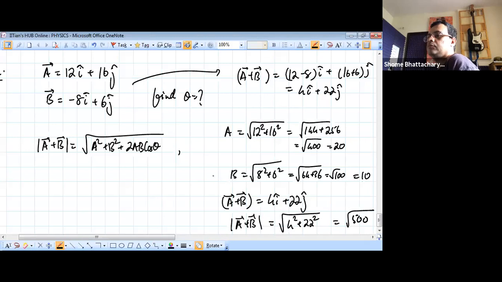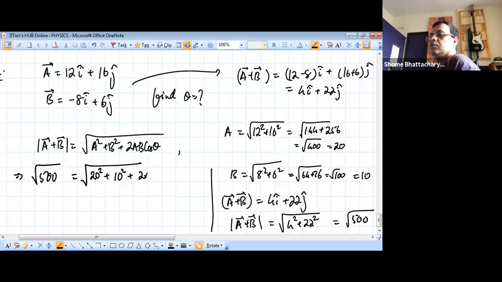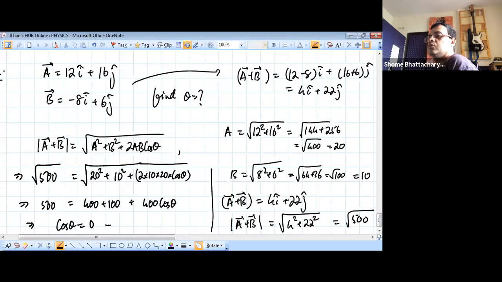Okay. So now substitute that over here. Root 500 is equal to e square, so that's 20 square plus b square. Now square both sides. So 500 is equal to 400 plus 100 plus 400 cos theta. So this is showing you that cos theta is 0, which means that theta is equal to 90 degrees.